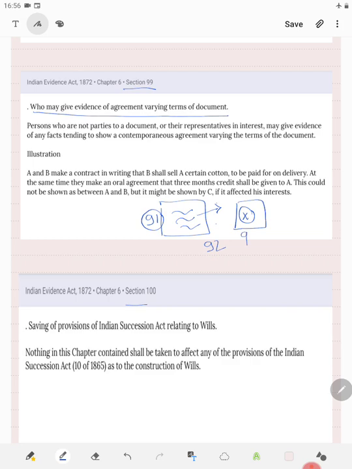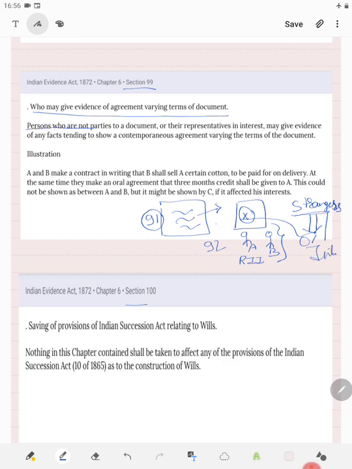But only the parties to the contract, suppose A and B are parties to the contract, and their representative in interest, are bound by it. Strangers can give evidence that there was a contemporaneous agreement which varied the terms of the agreement. For this, they can give even oral evidence, or oral extrinsic facts can also be stated. But this stranger should have some interest in it.